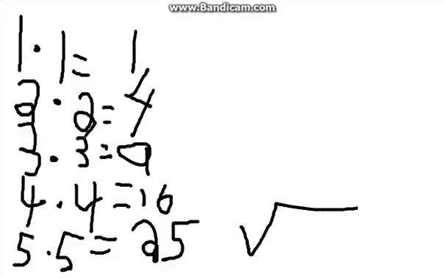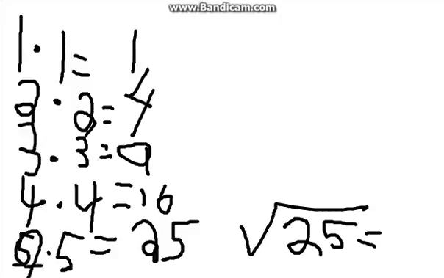So this is what the square root symbol looks like. So what is the square root? Square root of 25. If you look over here, you might know the answer. It is 5. The square root of 25 is 5.